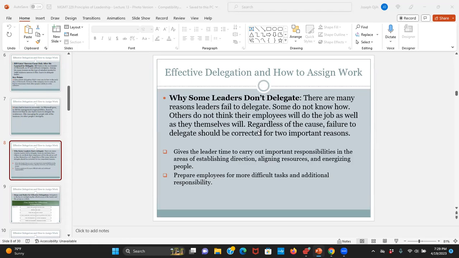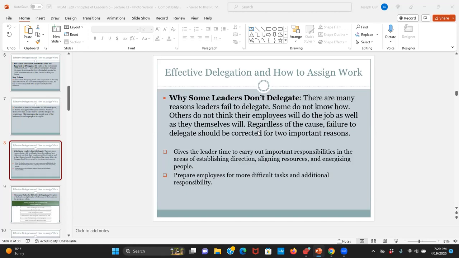Regardless, for whatever reason that made them not delegate, or made them micromanagers, failure to delegate should be corrected for two important reasons. The first one is that delegation gives the leader time to carry out important responsibilities in the areas of establishing direction, aligning resources, and energizing people. So that's the first one.